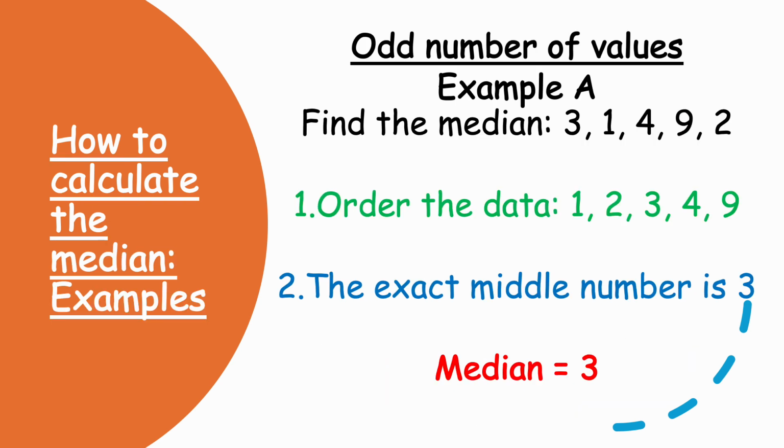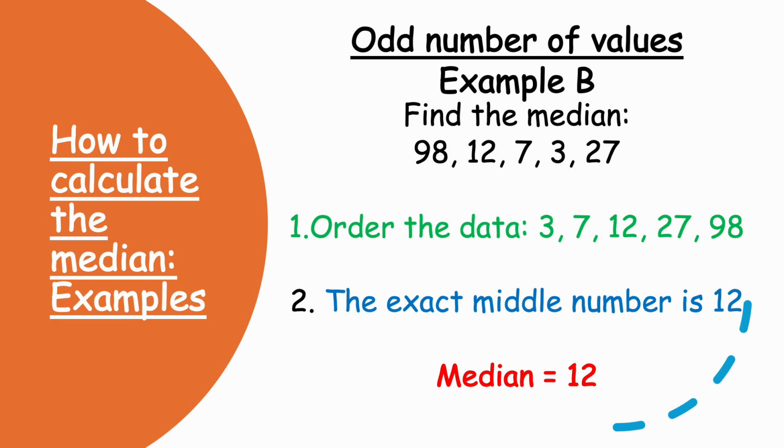How to calculate the median? Examples. Odd number of values. Example A. Find the median. 3, 1, 4, 9, 2. Step 1. Order the data. 1, 2, 3, 4, 9. Step 2. The exact middle number is 3, which means the median is 3.